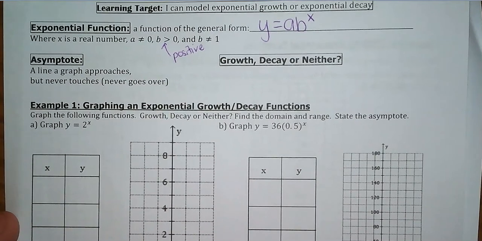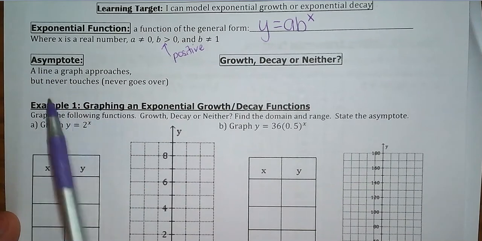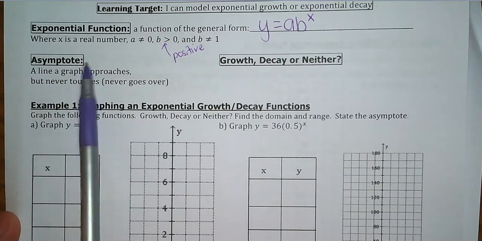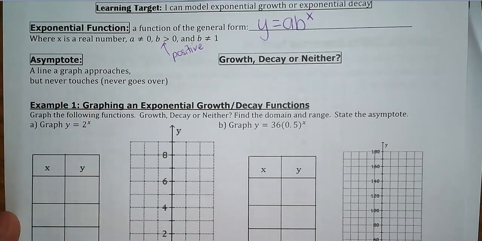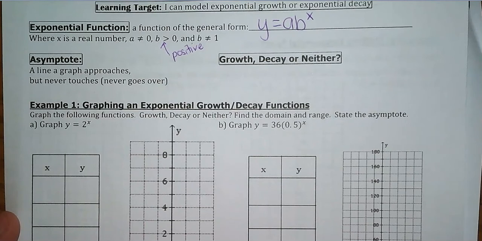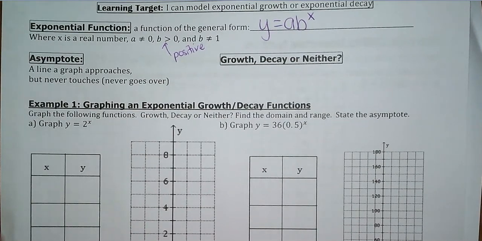Okay, a very important part of exponential models in general is that they're going to have an asymptote, and that's what we're going to see on the graphs here in a second. But an asymptote is a line that the graph approaches, but it's never going to touch it, and it's never going to go over it. We'll explain that in a second. And then the other thing we got to talk about real quick before we start our graphs is how do you tell if it's growth, decay, or neither?